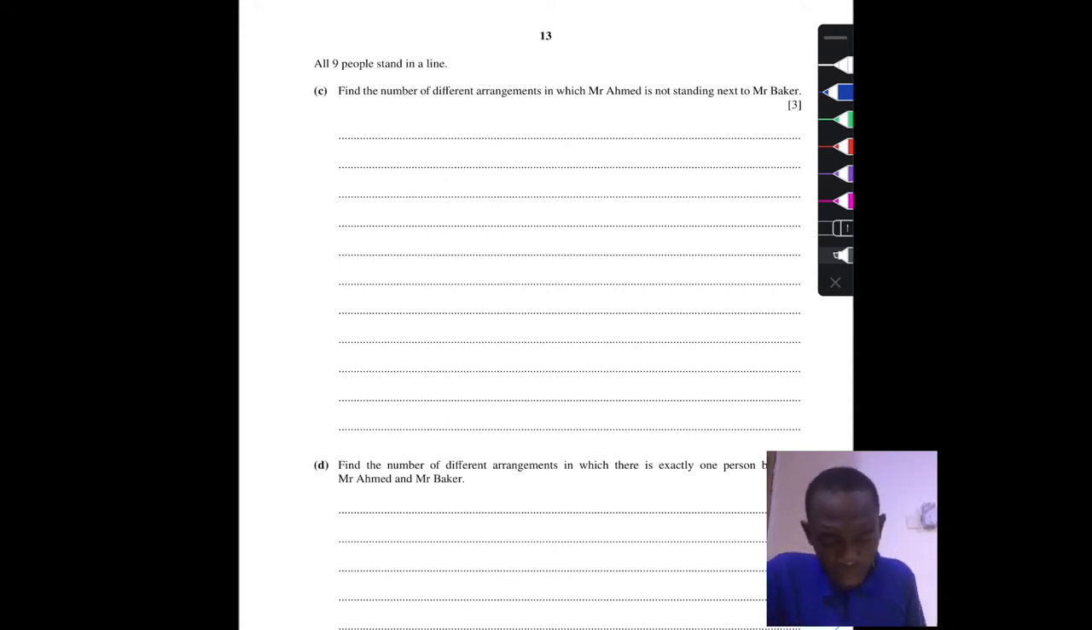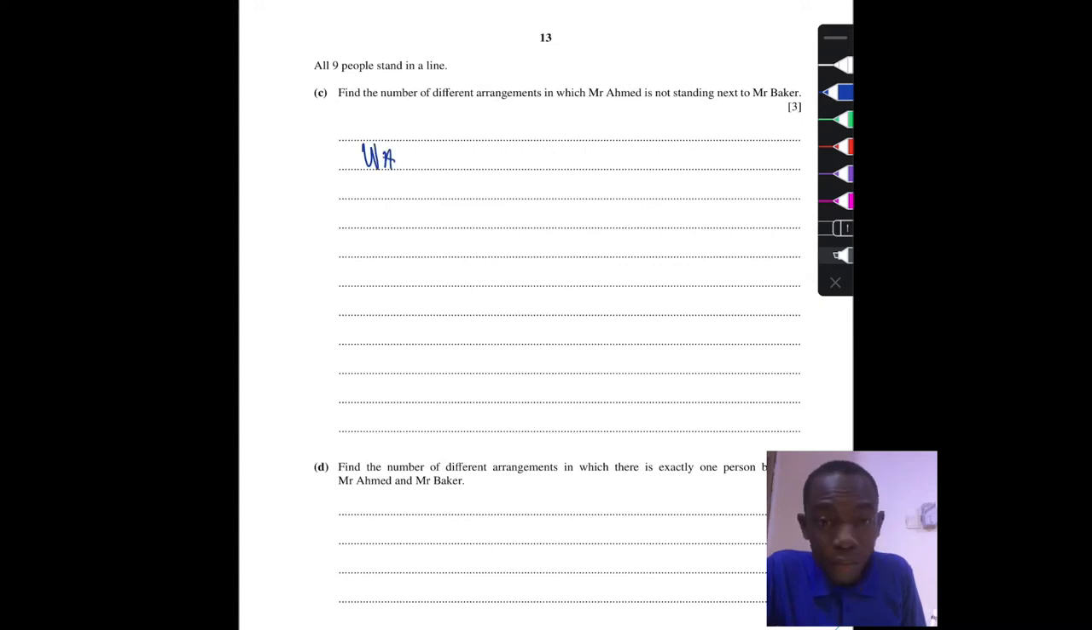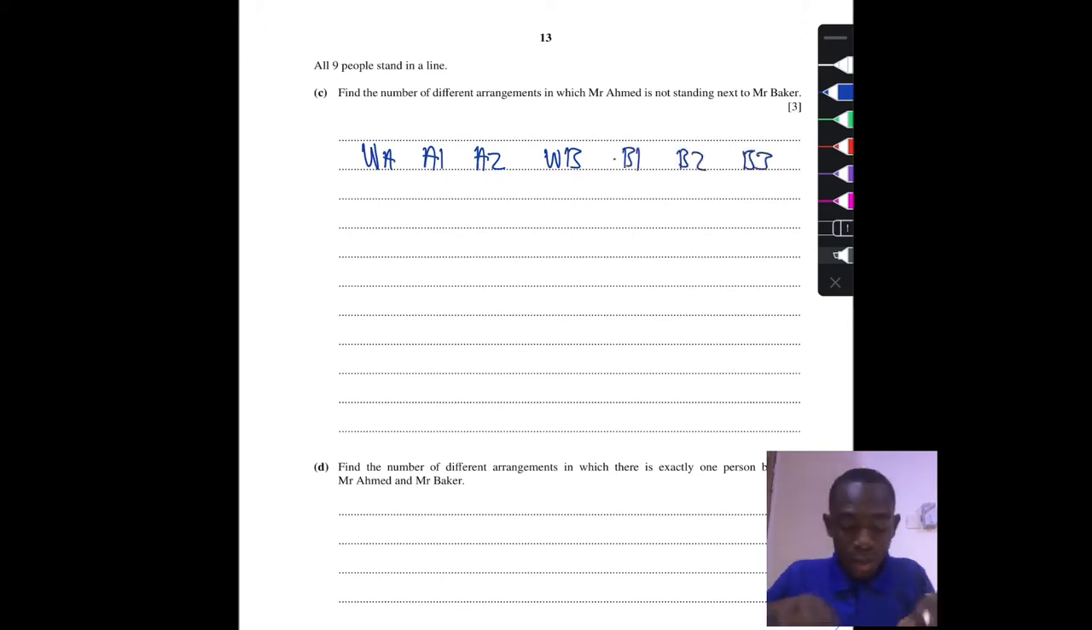Okay, so let's arrange those that have not been told that they cannot be together. Let's have WA, that's the wife of Ahmed, A1 child, first Ahmed, A2 second Ahmed, then we have WB, Mr. Baker's wife, and then B1 for the first child, B2 second child, B3 third child, right? So you arrange and you leave spaces in between them like that.